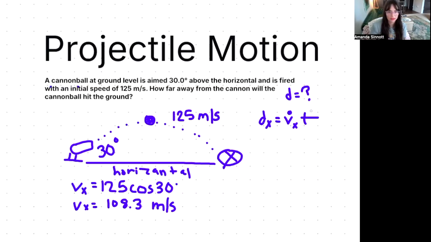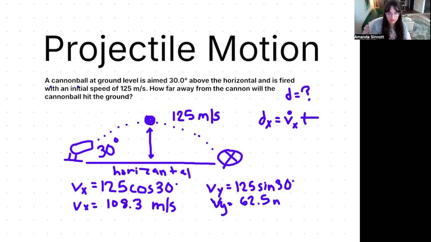All right, so we have this one done, but we don't know the time. So we need to figure out the time so we can use this equation here. So we're going to have to switch to vertical motion to find the time. Gravity is going to be controlling our vertical motion here. So let's first find the vertical velocity. Put this in your calculator and you should get 62.5 meters per second. Now we know how fast the cannonball initially moves upward. So we have our initial vertical velocity right here.